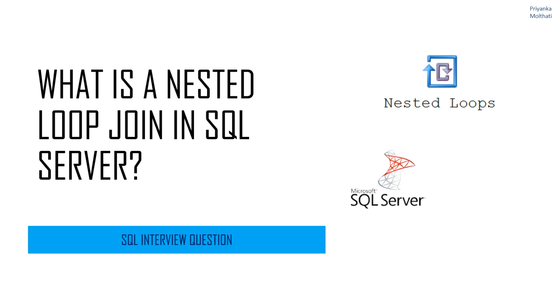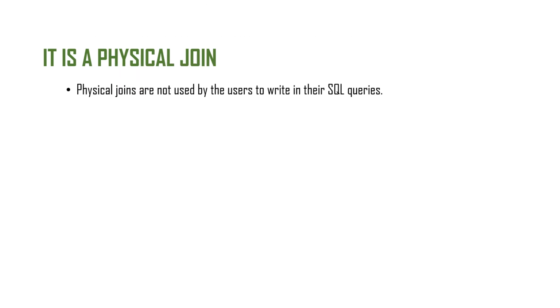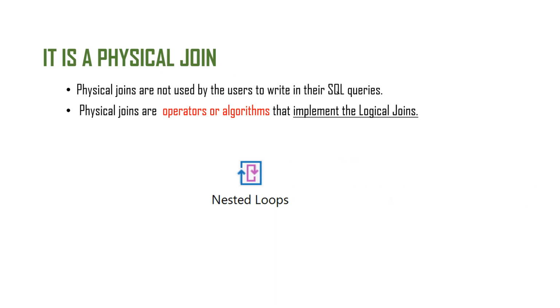Everyone, the question for today is what is a nested loop join in SQL Server? So it is a physical join. It is not used by the users to write in their SQL queries. These are the algorithms that are used to implement the logical joins. And this is the icon that you see in the execution plan when the nested loop is used inside the SQL Server.